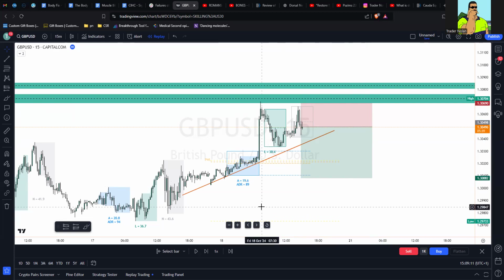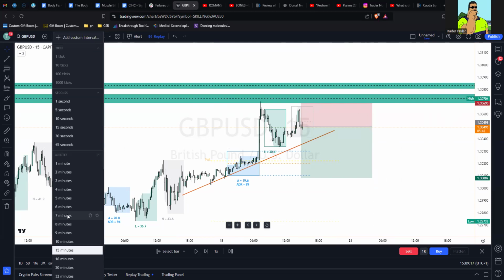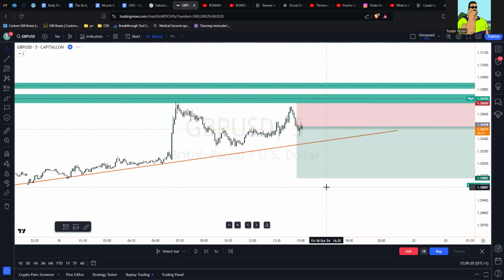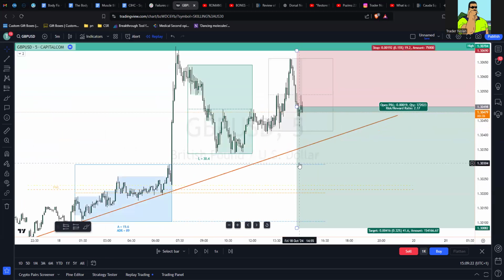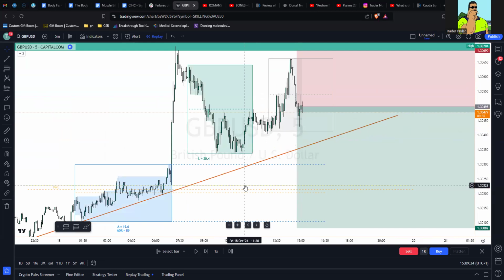But yeah, it's not something I wanted to take. Things are sort of slowing down towards the end of Friday. Some bottoms there to be taken and a decent target, this Asia range.